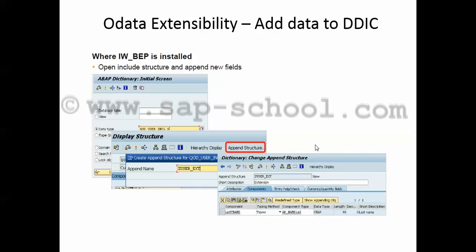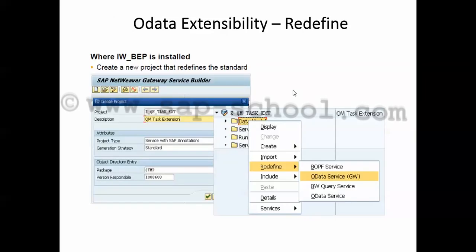After that, these are the steps for how we need to do it. So in the OData extensibility, we have to add the data to the DDIC. So we have to go into the system where IW_BEP is installed. Then we have to open the include structure and append the new fields. Then we have to redefine. So again we have to go into the system where IW_BEP is installed. So we have to create a new project that redefines the standard object.